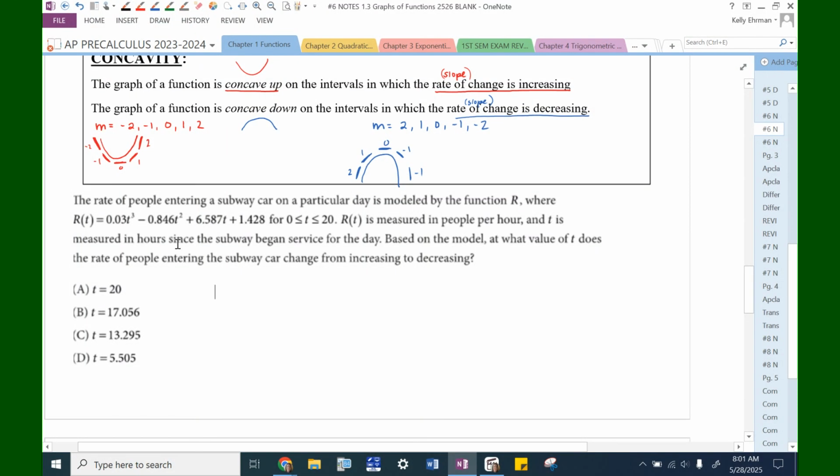T is measured in hours since the subway began service for the day, so it runs for 20 hours. Based on the model, at what value of t does the rate of people entering the subway car change from increasing to decreasing? So this is just asking, r is the rate of people entering the subway car. So where do we change from increasing to decreasing?